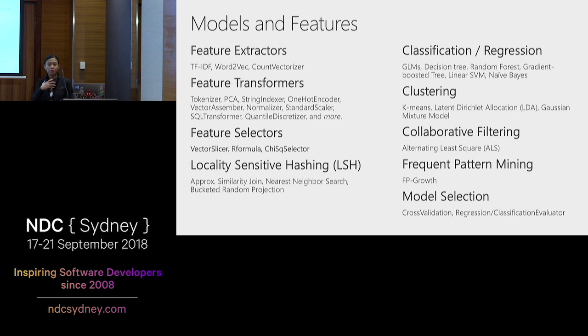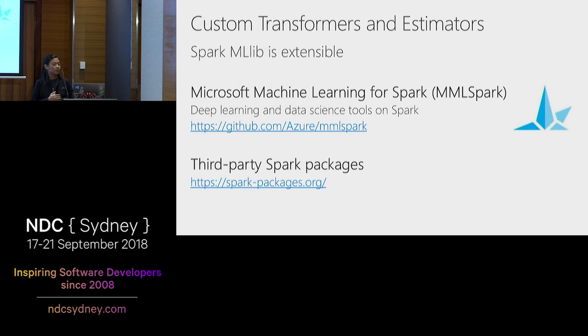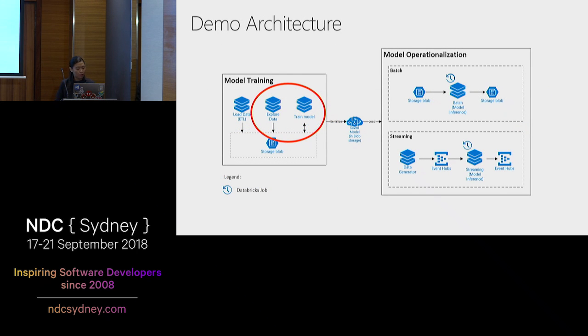But let's say you had some obscure logic or some specific model that wasn't available. It's also fairly extensible. So you can write your own custom transformers and estimators. In fact, Microsoft did exactly that with MML Spark, which is a set of custom transformers and estimators written for data science. So it provides deep learning support on Spark and also other data science tools that they thought were quite useful, which were not available in the built-in MLlib. And there's this thriving community of third-party Spark packages, not just MLlib, but also for the other APIs, which essentially extends Spark, which I encourage you to check out. So, okay, for the demo, I'm just going to show you how to explore data and actually train your model with Spark MLlib.